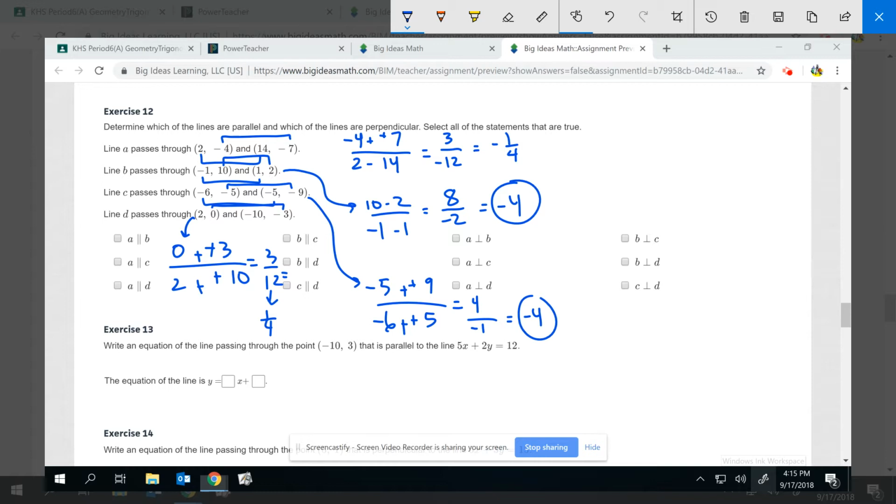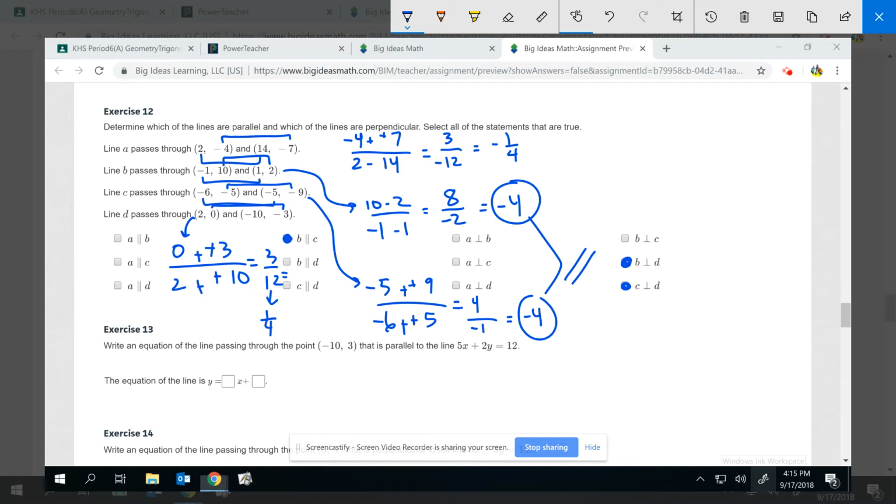So we have parallel here. So that would be lines B and C are parallel. And 1/4 is perpendicular to B and perpendicular to C. So D is perpendicular to B, and D is perpendicular to C also. So those are your 3 dots.